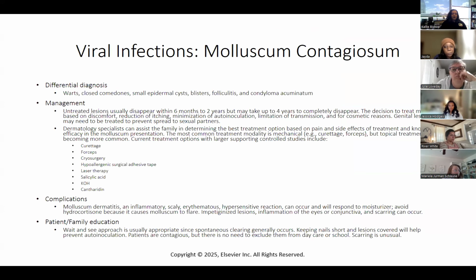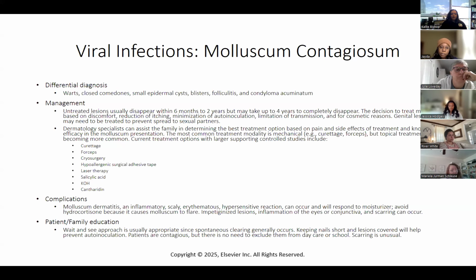So this is really frustrating. This is an easy one to diagnose, and you don't really have to do anything about it other than educate. But it's frustrating because people want a fix and there really isn't one. This lasts for like 6 months to 2 years. It can take up to 4 years to go away completely, but it goes away on its own. It's an easy diagnosis, but I don't love seeing it because people get upset that it's going to take so long to go away.